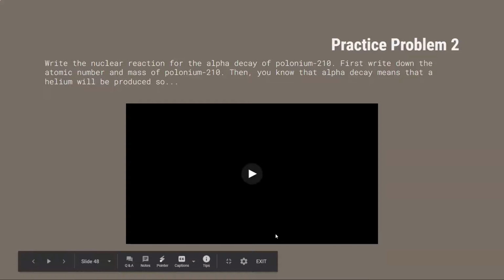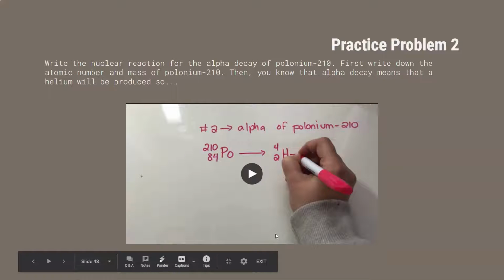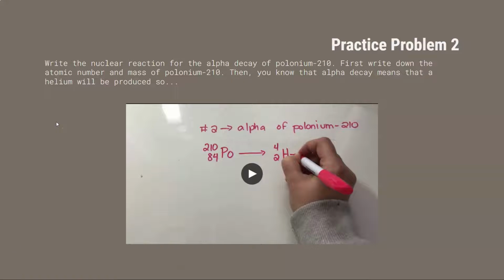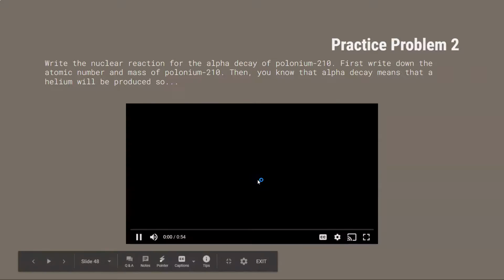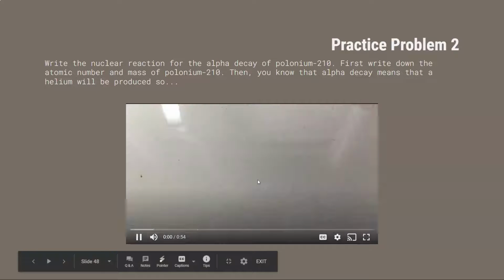All right, so let's look at the next one. This one says, write a nuclear reaction, alpha decay of polonium-210. I'm going to go to that chart first, my ionizing chart. I'm going to look for polonium-210 and write down its atomic number and its mass. It's asking me to do alpha decay, so that means we have to use helium. So here we go, question number 2.